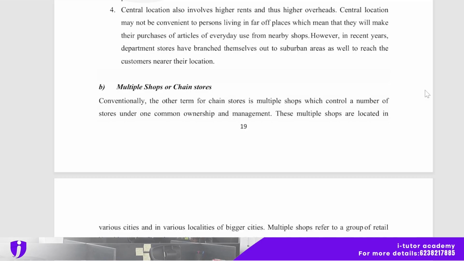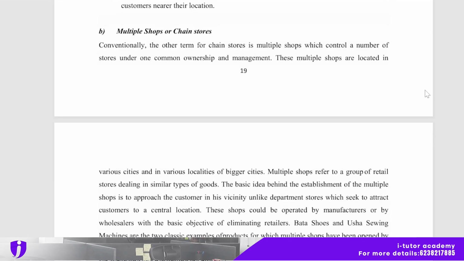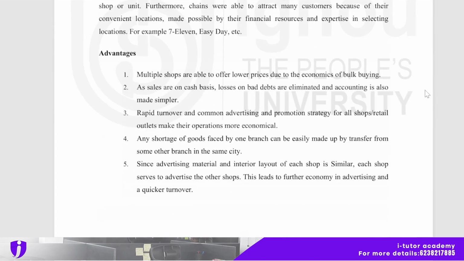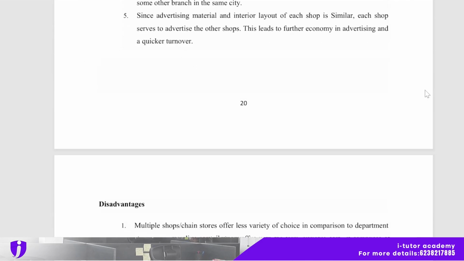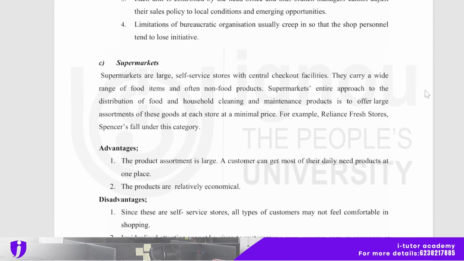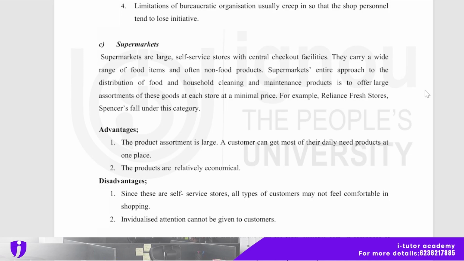Next is multiple shops or chain stores. Conventionally, the other term for chain stores is multiple shops, which control a number of stores under one common ownership and management. These multiple shops are located in various cities and in various locations. For bigger cities, multiple stores refers to a group of retail stores dealing in similar types of goods. So there are also advantages there. You just go through your study materials, these are the direct points, what are the advantages and what are the disadvantages.